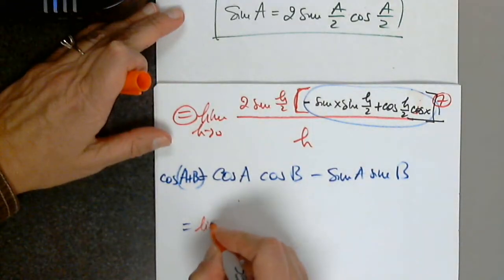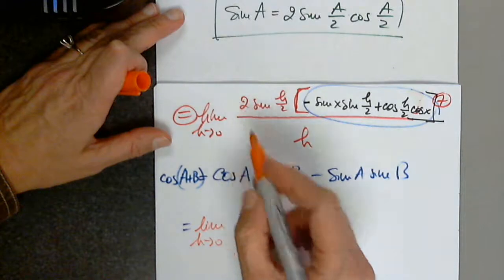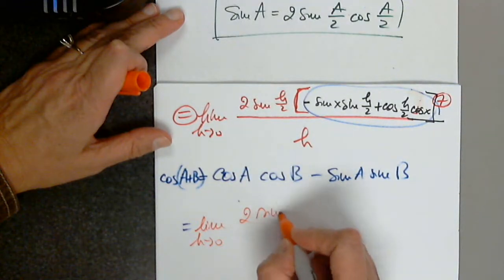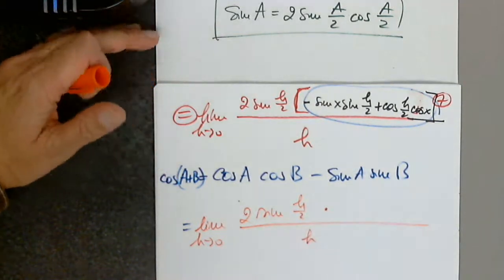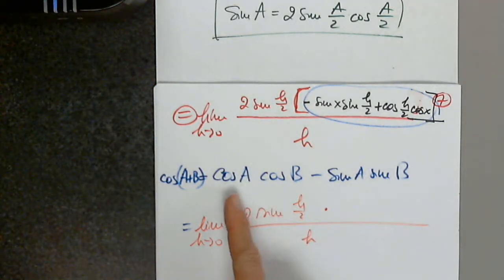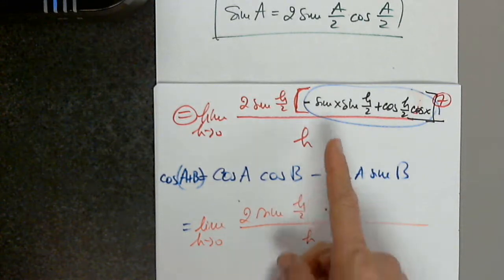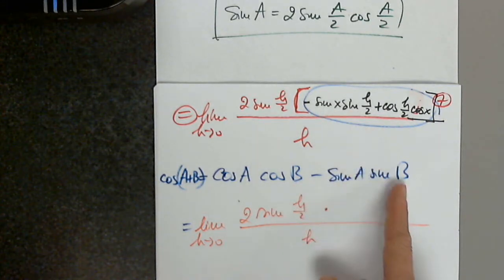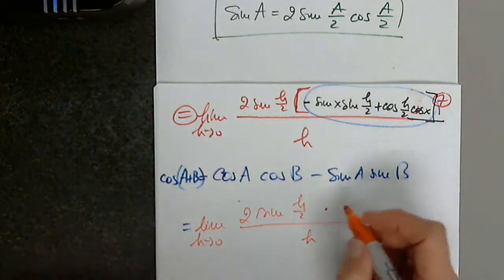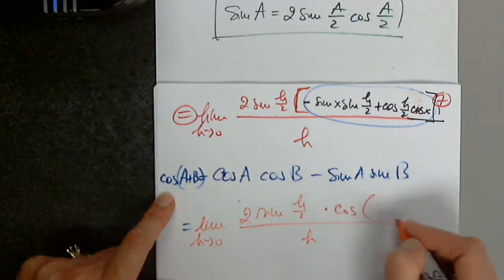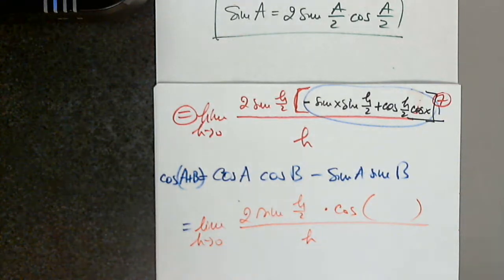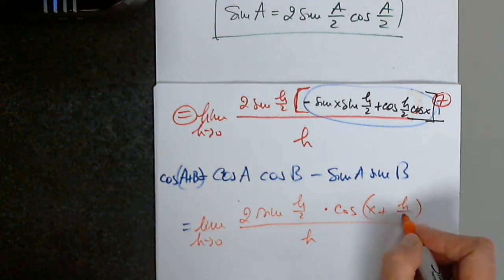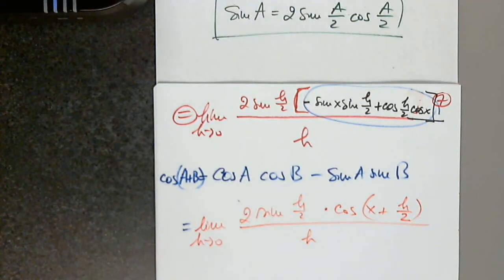limit. So h approaches 0. 2 is outside. Sine h over 2 divided by h times. So cosine x, cosine h over 2 minus sine x, sine h over 2. So it will be, as you said, cosine. And what do I have in parentheses? Over 2. Excellent. Almost there. Almost there. One more step.